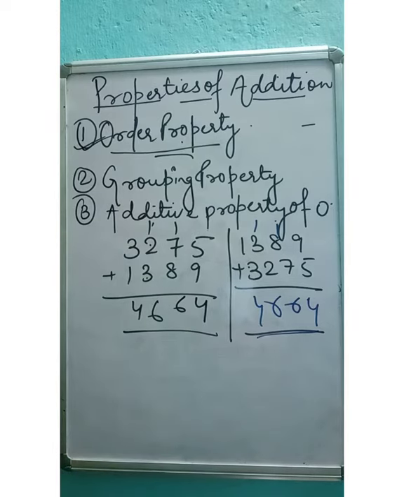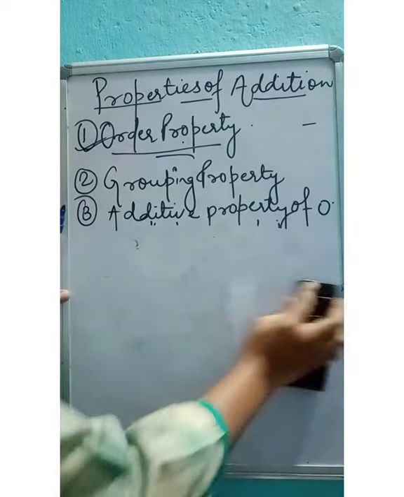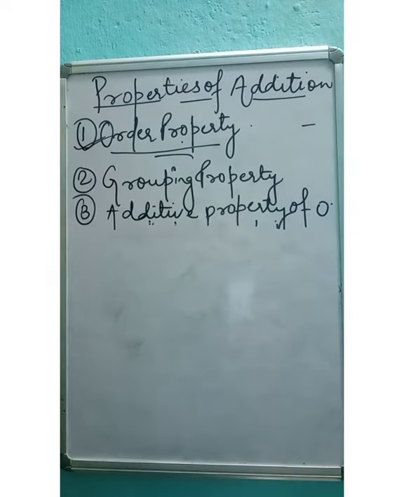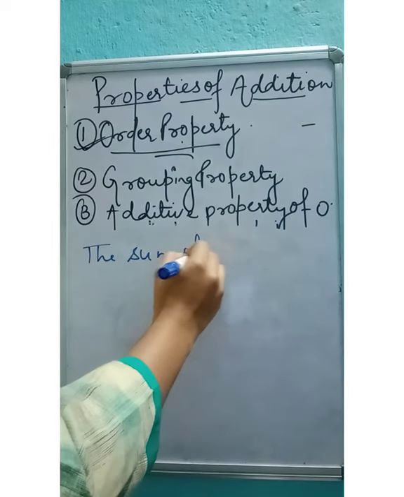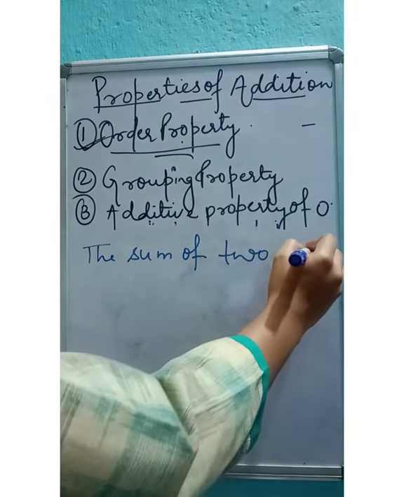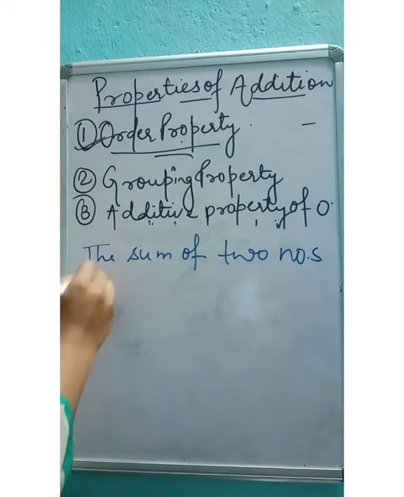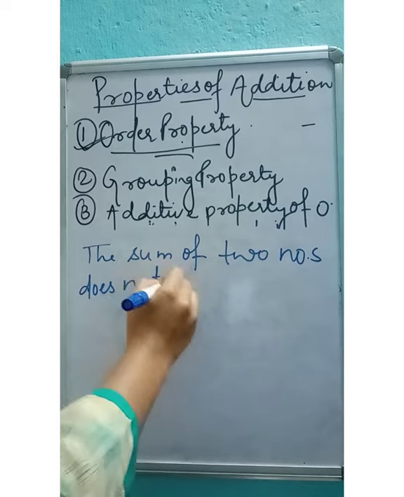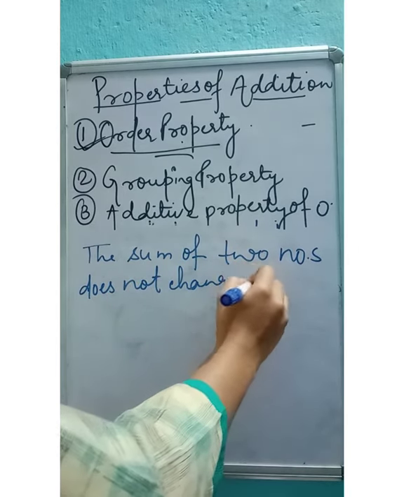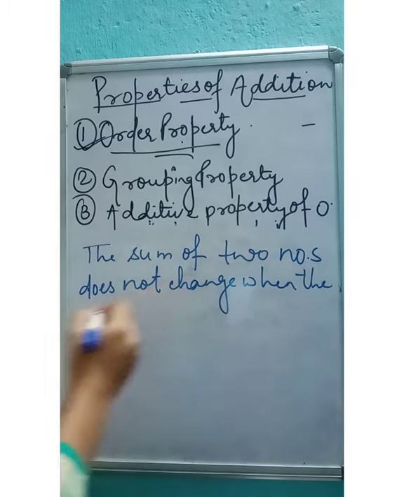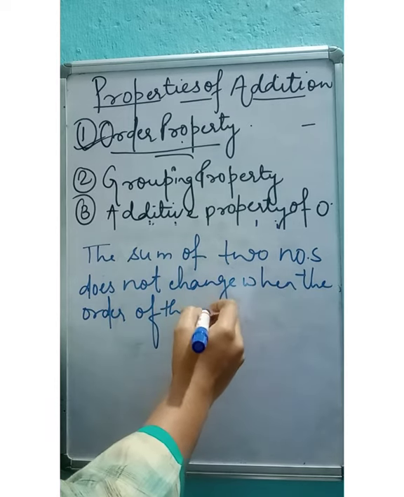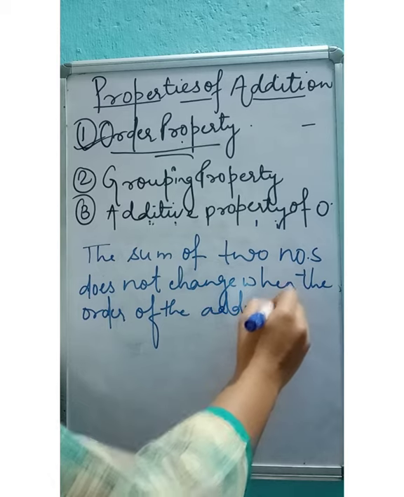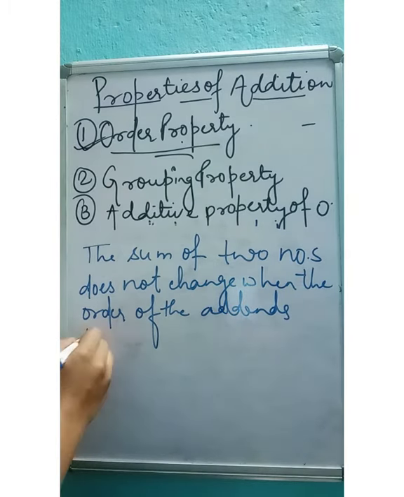So, what can we say about order property for addition? We can say the sum of two numbers does not change when the order of the addends is changed.